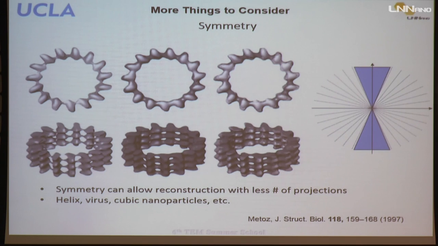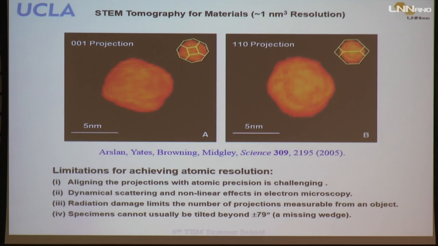Helices, viruses with icosahedral symmetry, or cubic nanoparticles are high symmetry objects. If you have fourfold symmetry objects, and you measure only this quarter, then the symmetry operation will automatically give you the other three, so you can minimize the number of projections measured. Symmetry is also one thing to consider to get better reconstruction.